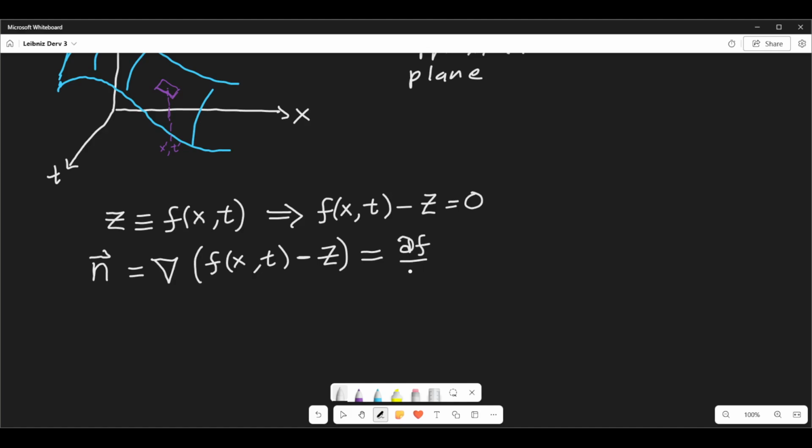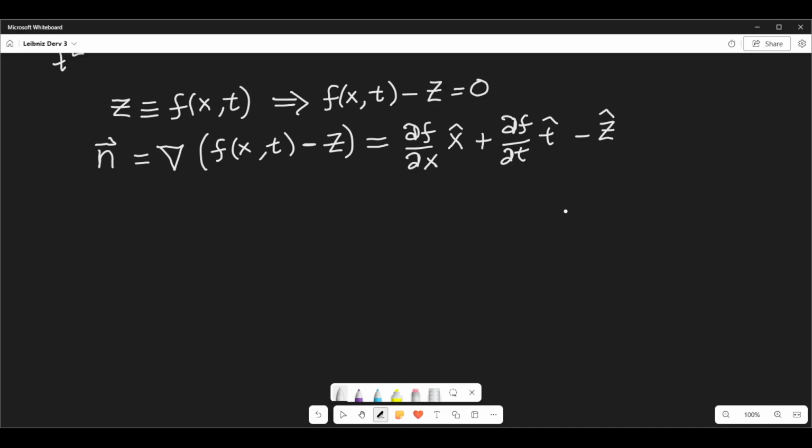the change in f with respect to x, the partial derivative of the function with respect to x. I'm going to start dropping these variables for the moment, otherwise the notation gets really long. So the next is the partial of f with respect to t, t hat, and then the negative of the z hat. So that's a normal vector.